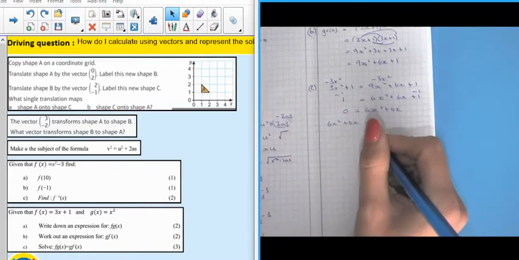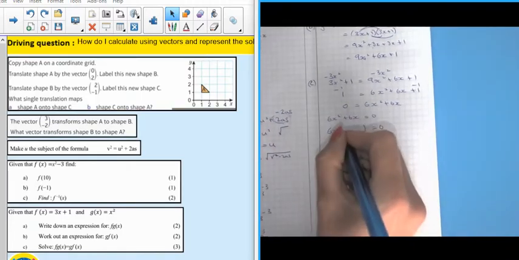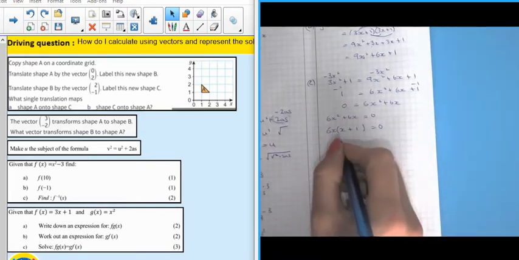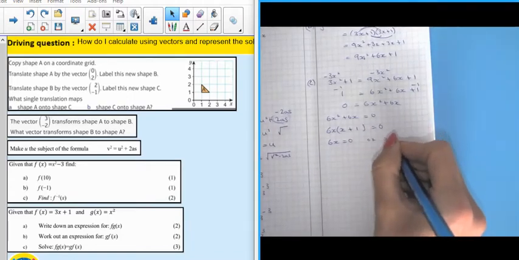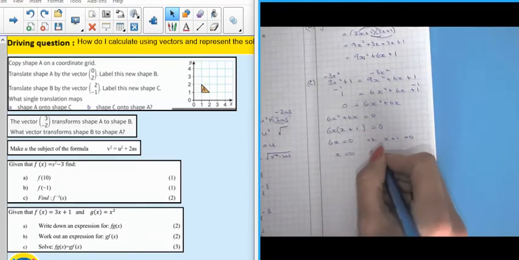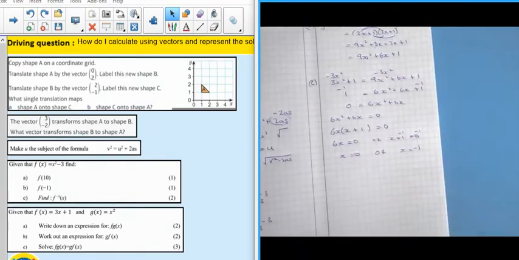In order to solve this, I need to factorise it first. The highest common factor is 6x, (x plus 1). So that means that either 6x is equal to 0 or x plus 1 is equal to 0. So x is equal to 0, or take away 1, x is equal to negative 1.